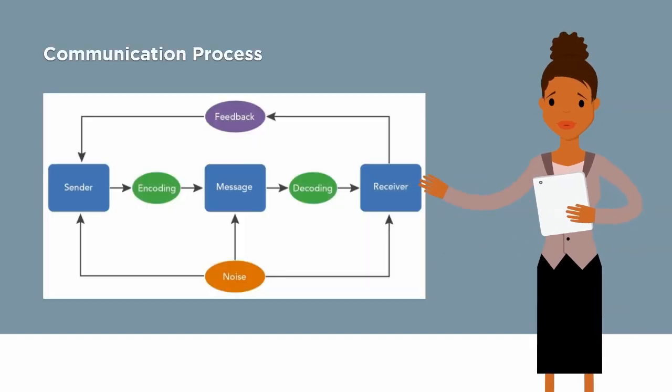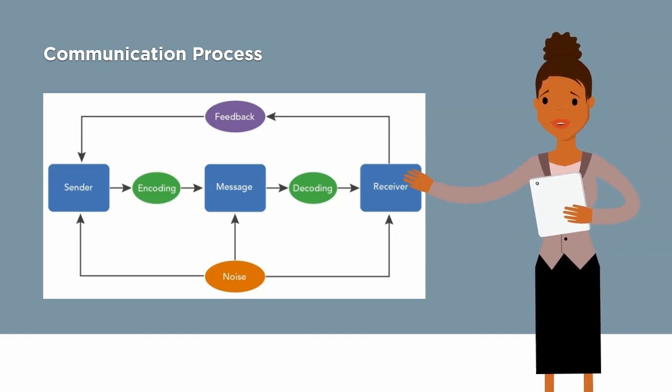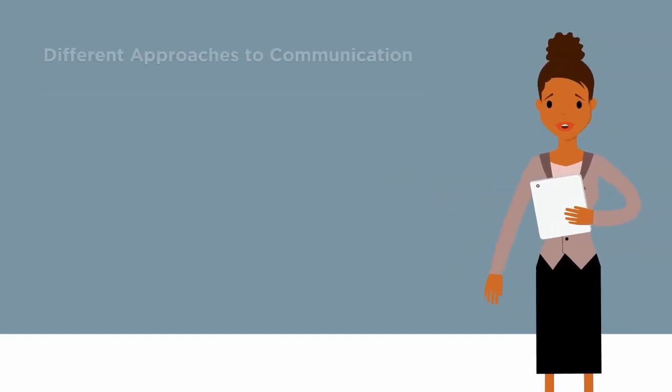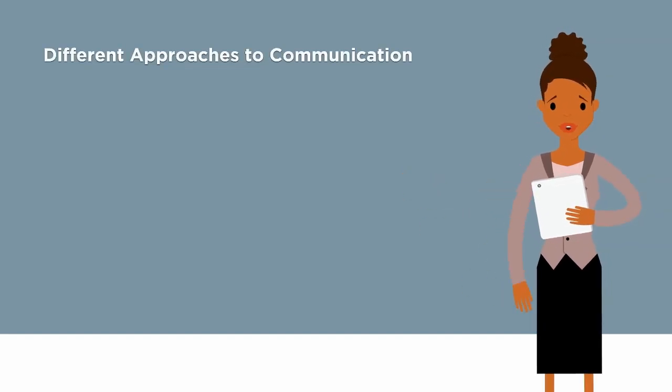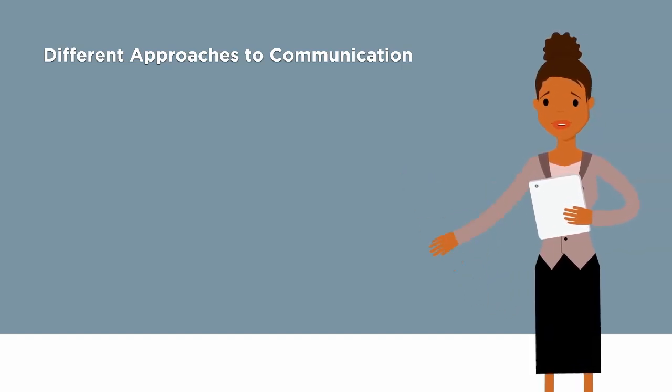Communication process. For effective communication, we must understand the communication process involving a sender, receiver, message, feedback, medium, and contextual factors. Different approaches to communication. Building relationships through effective communication requires specific approaches.